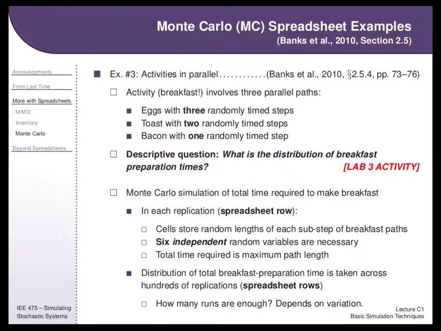But they have to be six independent ones. Don't draw one random variable and multiply it by three. You have to add them up together to get this sort of central limit effect. And then the total time is the required max path. And then the distribution is the distribution of those total times, the distribution of those maxes.